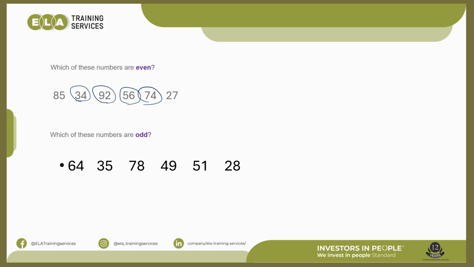Which of the bottom numbers are odd? 64, 35, 78, 49, 51 or 28. Remember, odd numbers end in 1, 3, 5, 7 or 9. So 35, 49 and 51. The other three are even.